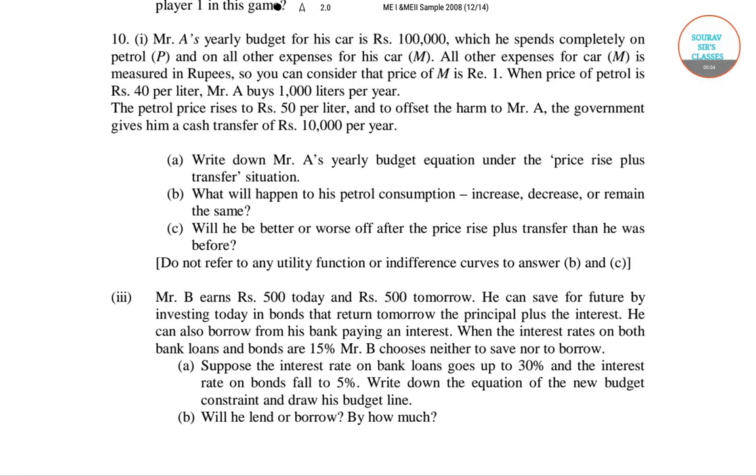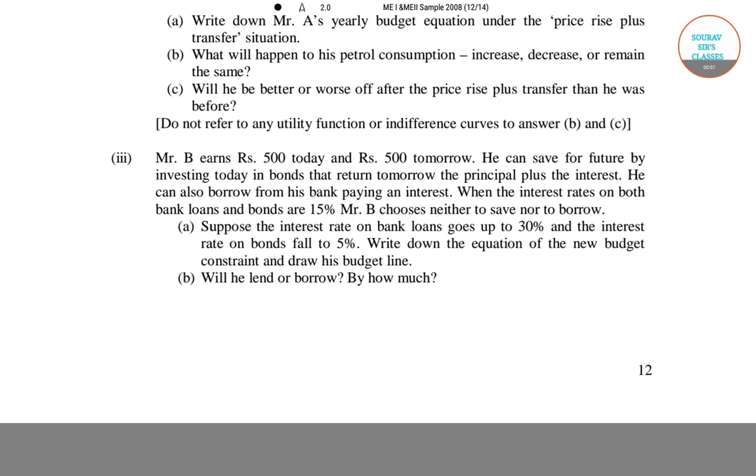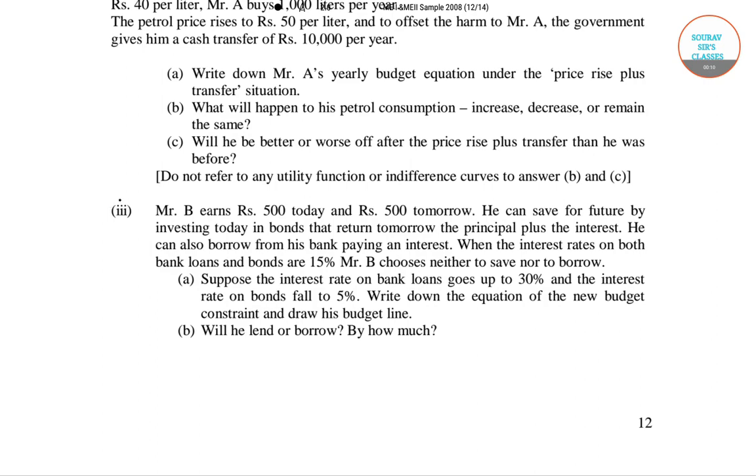So in today's video we'll be solving a question from the MSQE past year solution. In this question it is given Mr. B earns rupees 500 today and rupees 500 tomorrow. Now he can save for the future by investing today in bonds that return tomorrow the principal plus the interest. He can also borrow from his bank, paying an interest.